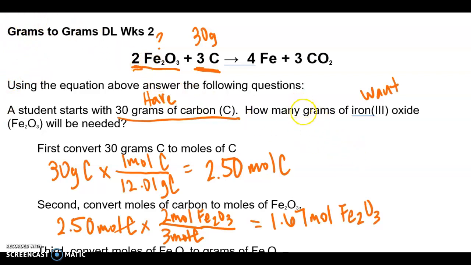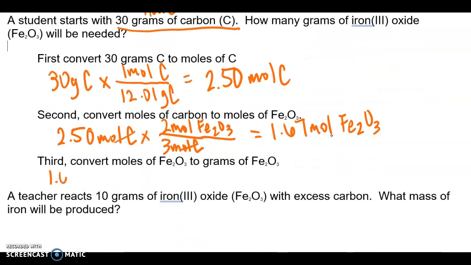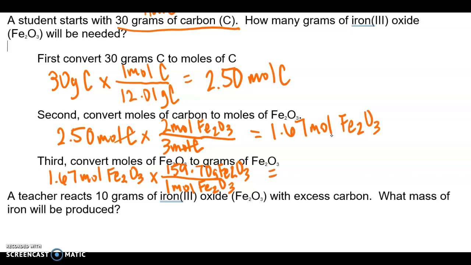So our last step, because we want grams right here, is going to be to get our 1.67 moles of our Fe2O3 into grams. So from our periodic table, we know that 1 mole of iron 3 oxide is equal to the molar mass of that. So on the periodic table, you would add up 2 irons, which are 55.85, and you would add those to 3 oxygens, which are 16, and that's going to get you 159.7 grams of the Fe2O3.